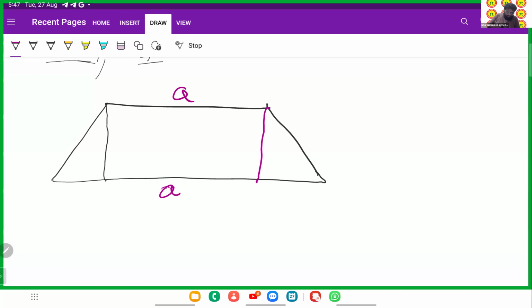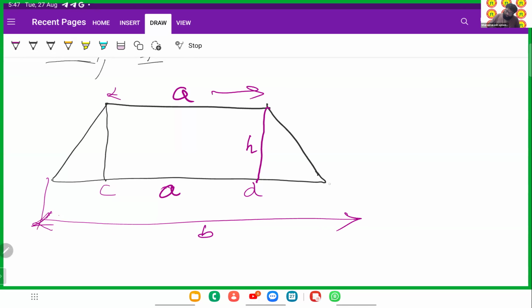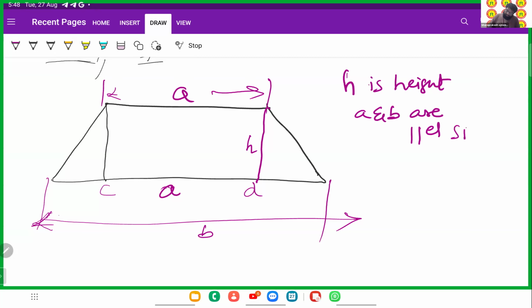Let me denote this with C and D. And this is B, and this is height H. From here to here it is A, and from this point to this point it is B. So here H is height. A and B are parallel sides.